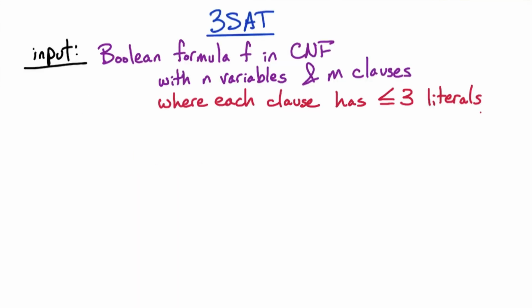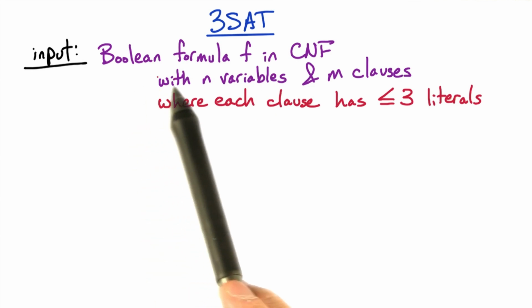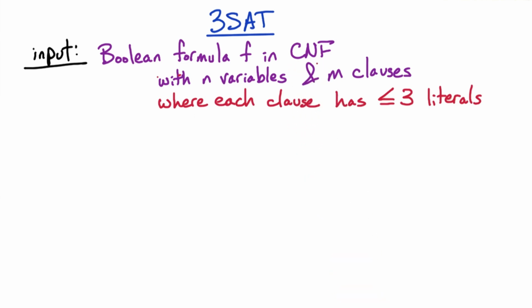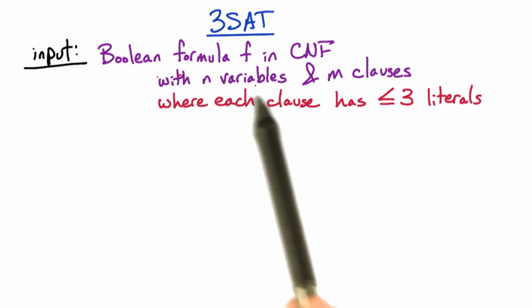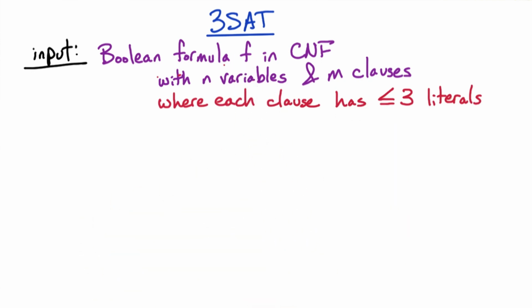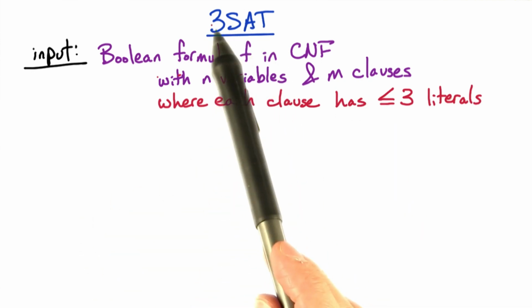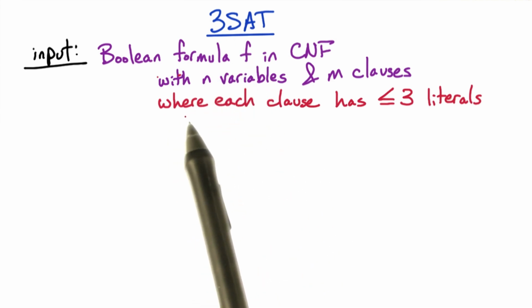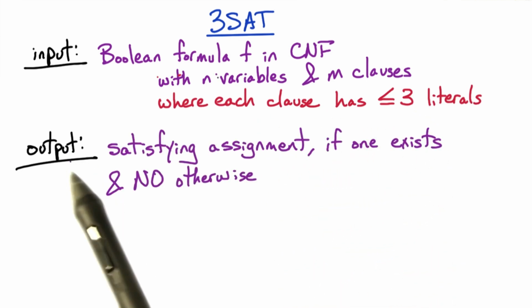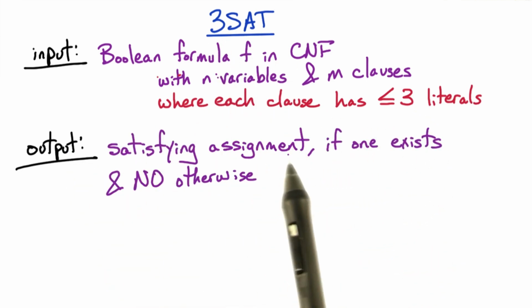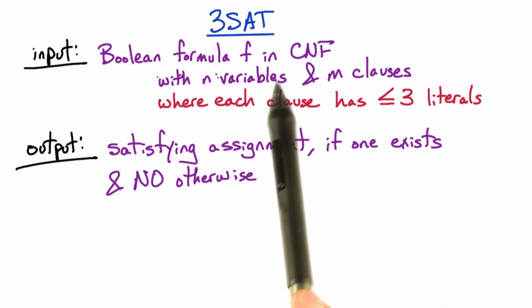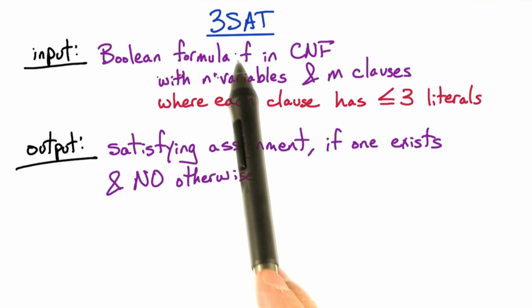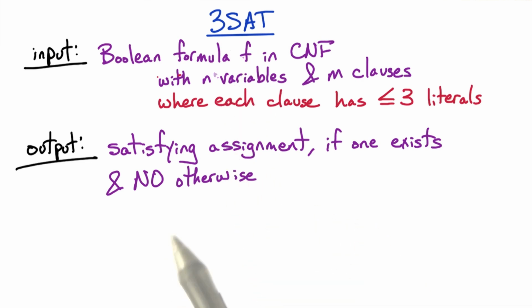Let me give you a quick reminder of the formulation of the 3-SAT problem. The input to the 3-SAT problem is a Boolean formula f in conjunctive normal form, and we use n for the number of variables and m for the number of clauses in the formula f. Now the extra restriction in 3-SAT as opposed to SAT is that we assume this formula f has the following constraint. Each clause has at most 3 literals. The output for the 3-SAT problem is a satisfying assignment if one exists. This is an assignment of true and false to the n variables so that the formula f evaluates to true. If there's no satisfying assignment, we simply output no.